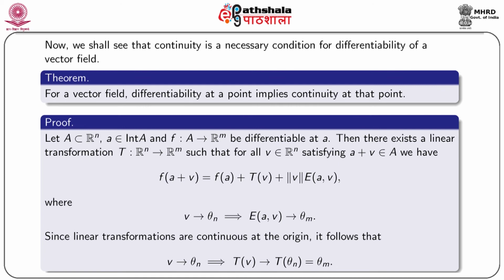By the definition of differentiability, there exists a linear transformation T from R^n to R^m such that for every v in R^n satisfying a plus v in A, we can write f(a+v) equal to f(a) plus T_v plus norm of v times E_a(v), where v tends to theta_n implies E_a(v) tends to theta_m. As linear transformations are continuous at the origin, it follows that v tends to theta_n implies T_v tends to theta_n, which is nothing but theta_m.